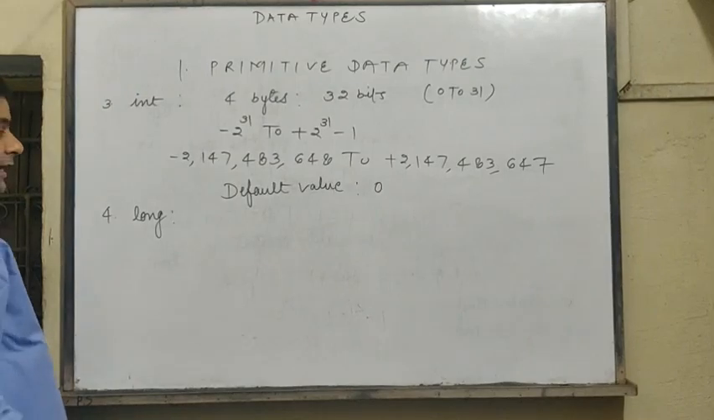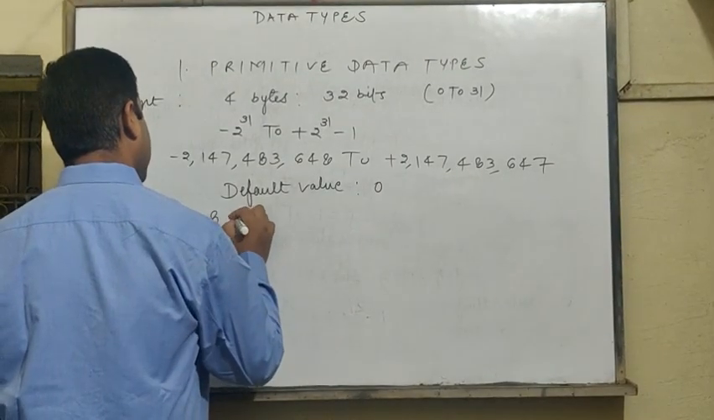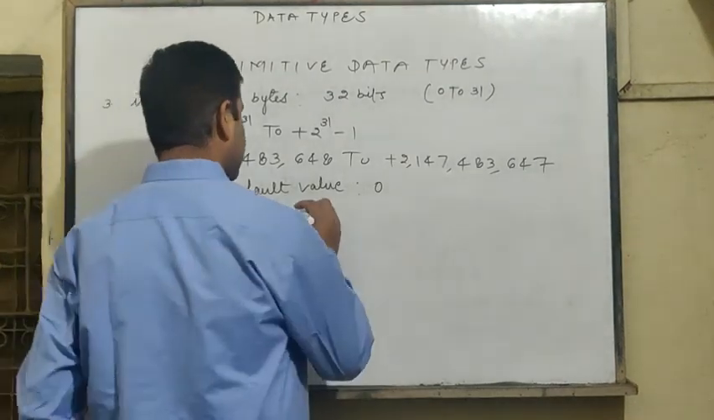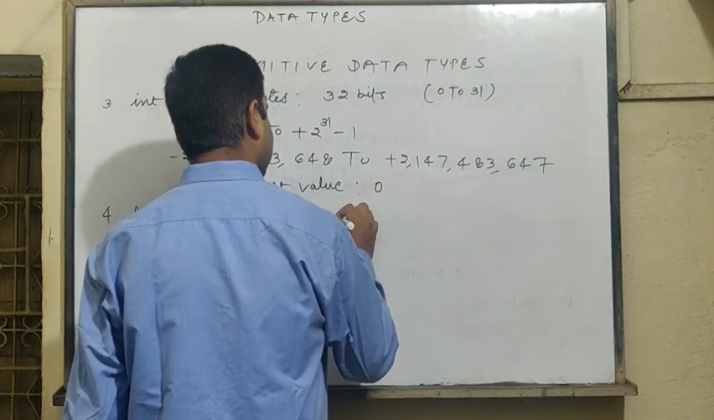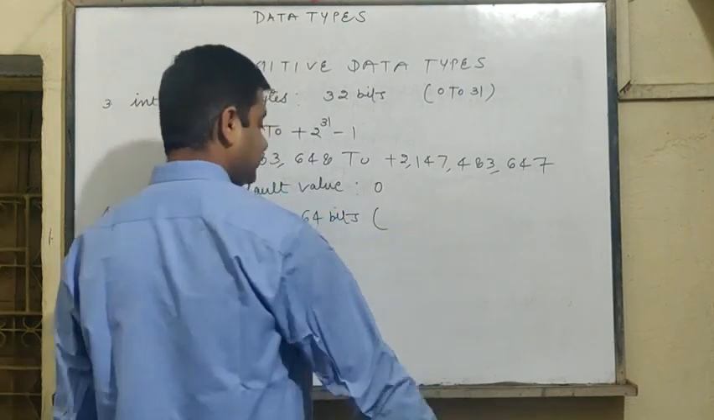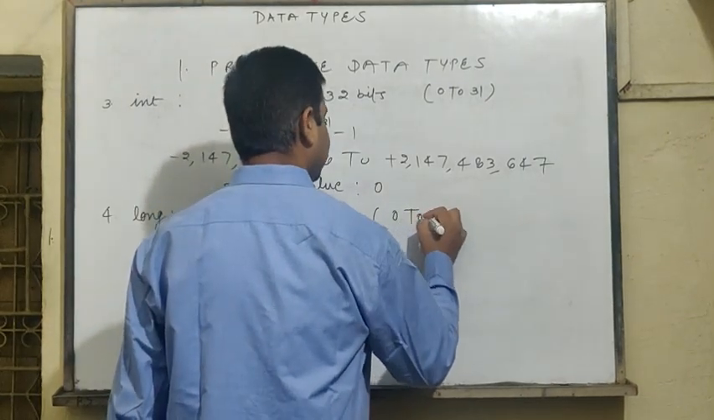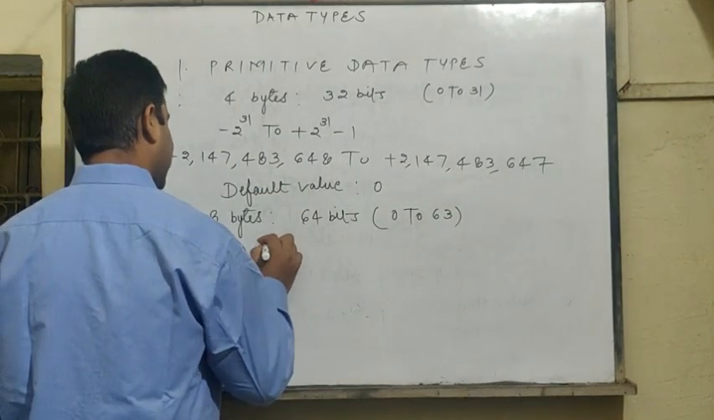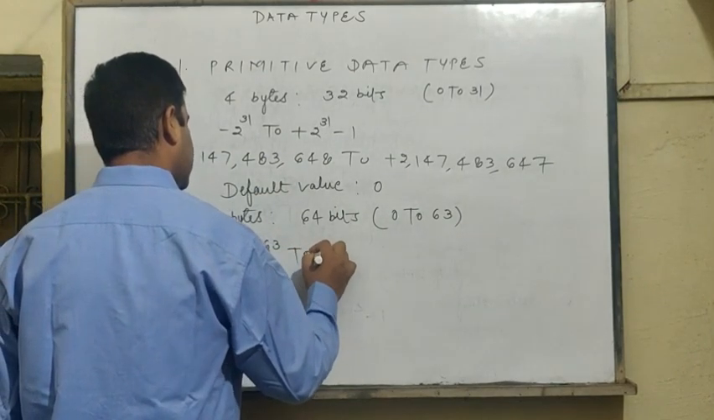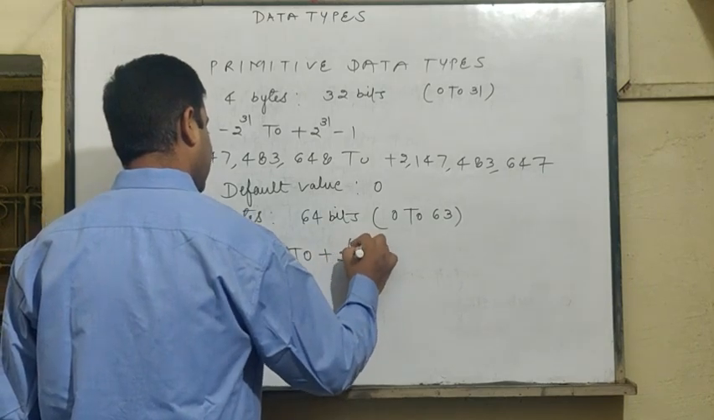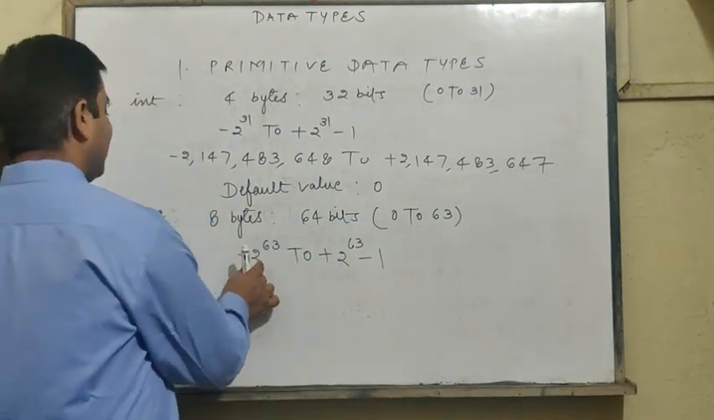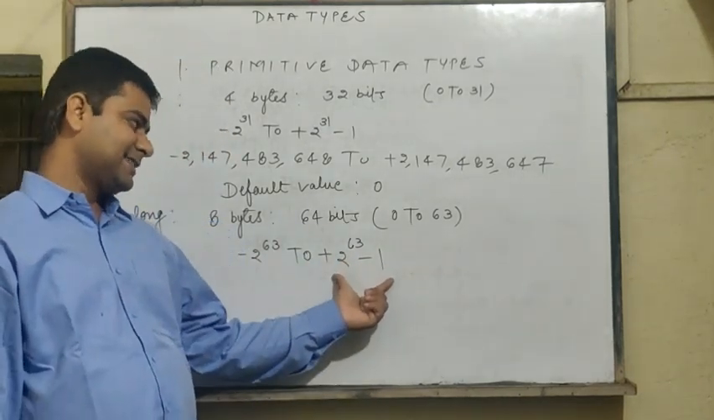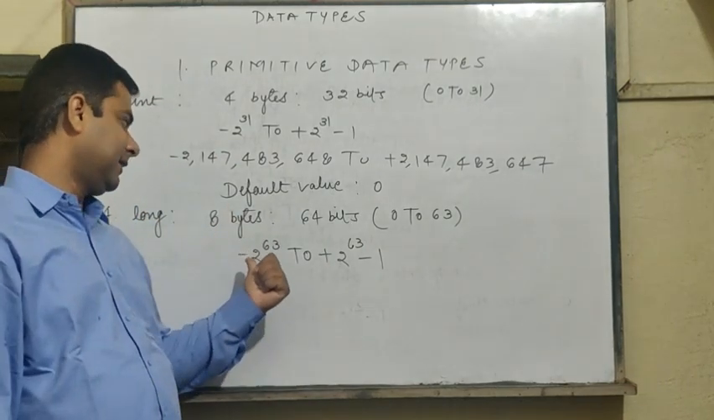Long integer data type. How many bytes does it assume? 8 bytes of memory. So 8 8s are 64 bits. And bits are always counted from 0, so 0 to 63. Total bits will be what? 64. So its capacity will be calculated as minus 2 raised to the power 63 to plus 2 raised to the power 63 minus 1. So this is the minimum value, and this is the maximum positive value which we can store in long integer data type.